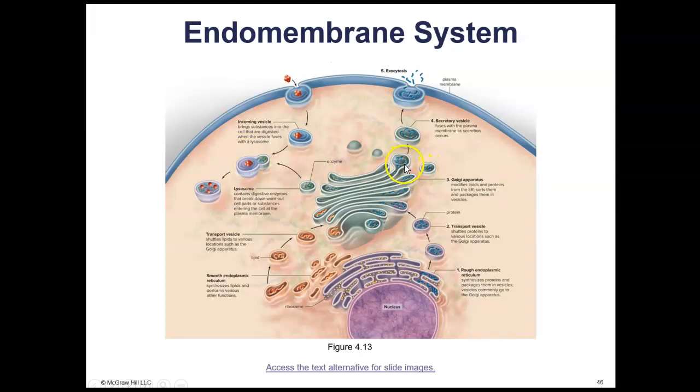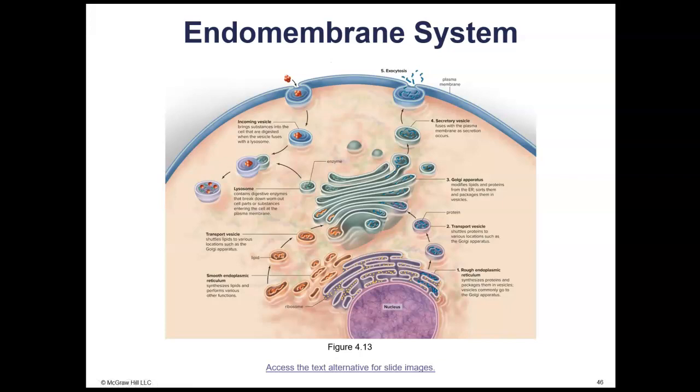And another thing that can happen is the Golgi can form transport vesicles, and those vesicles can fuse with the plasma membrane and push the products out of the cell. And this is called exocytosis, which we'll actually talk about in chapter 5.